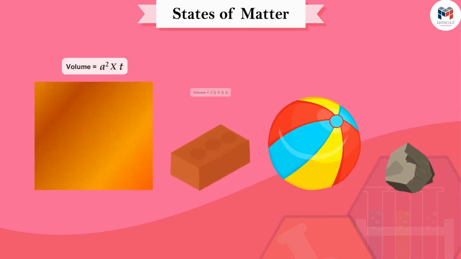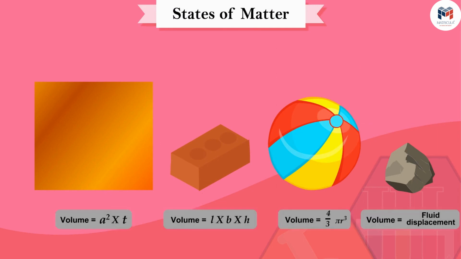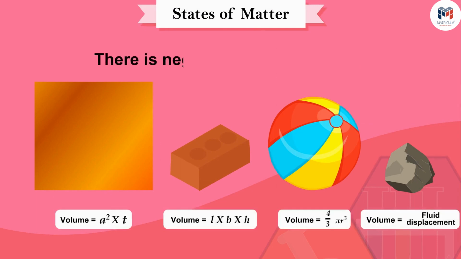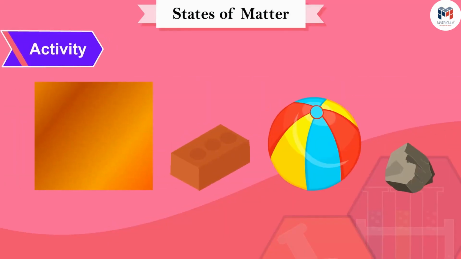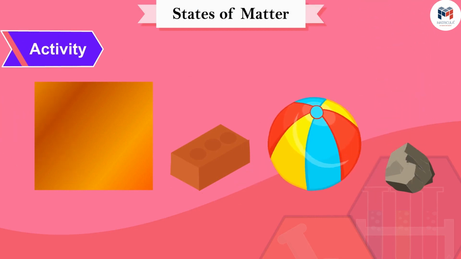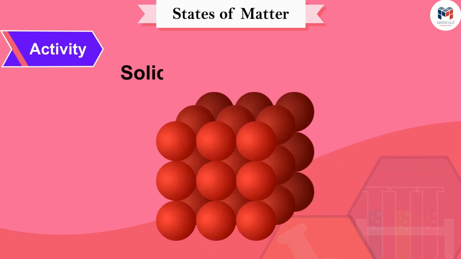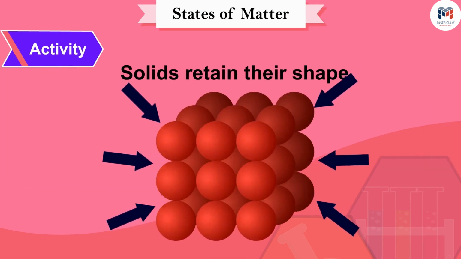Now, if we look at their volume, we will find that the volumes of all these matter are constant. That is, there is negligible compressibility. Now, let's do a fun activity. Try hitting these objects with a hammer, dragging or dropping them. What do you see? Have their shapes changed? No. Solids retain their shape even when exerted externally.